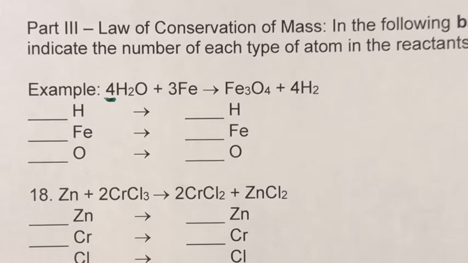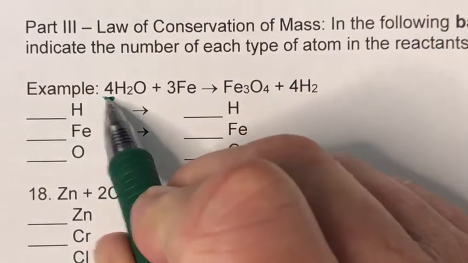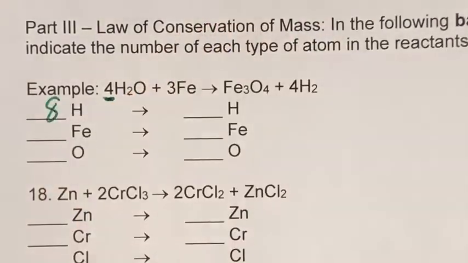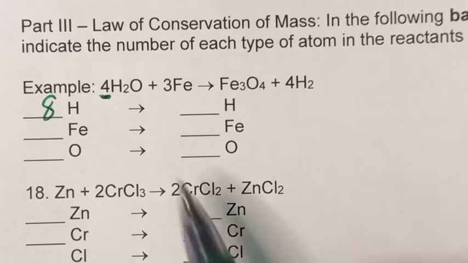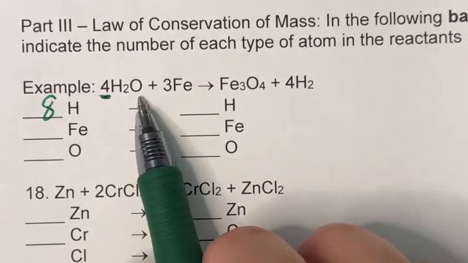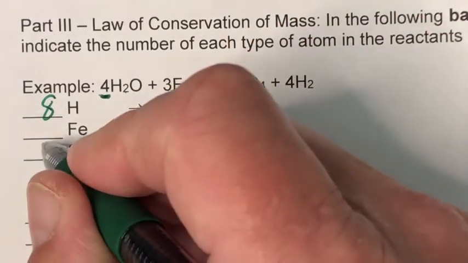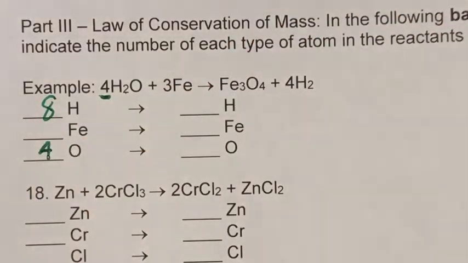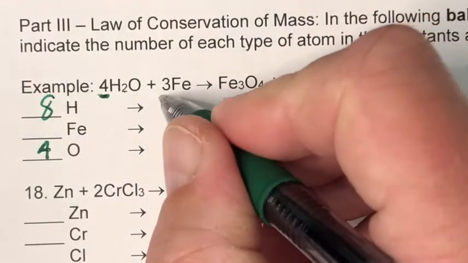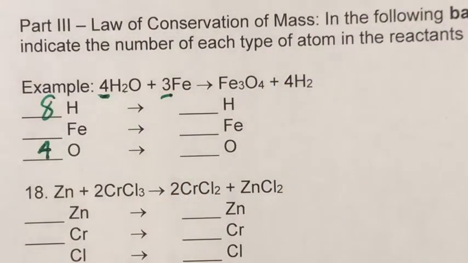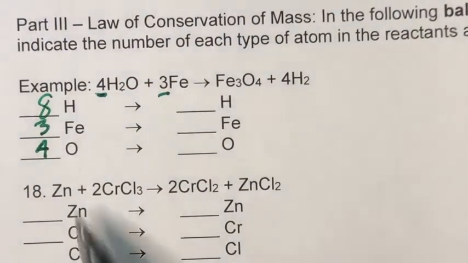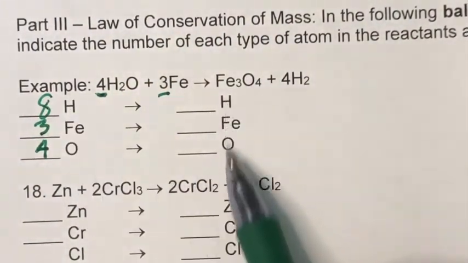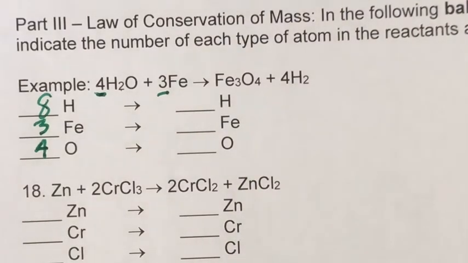So if we have 4 H2Os, we are going to have 4 times 2, we're going to have 8 hydrogens in there. Okay? We are also going to have 4 times 1, we're going to have 4 oxygens there. And here's our coefficient for iron, and we have 3 irons in there, so we put a 3 there. Now, if the equation is balanced, these numbers and these elements should be the same on both sides.